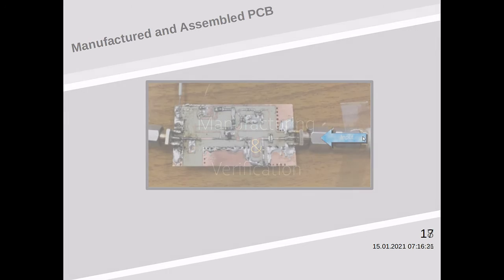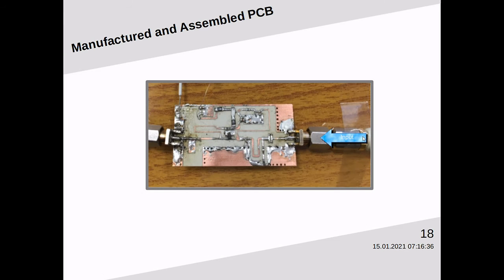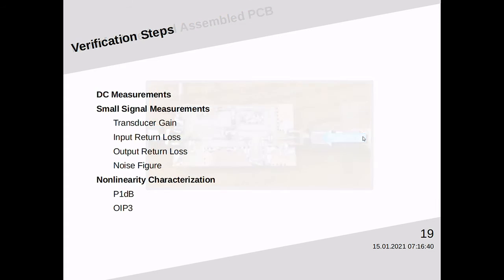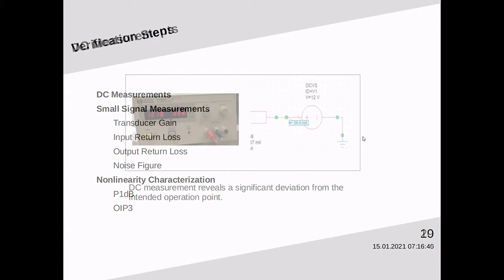This figure displays the completed amplifier connected to a vector network analyzer. First, I will discuss the DC measurements, then small signal linear measurements. I will conclude with the nonlinearity characterization. DC measurement result is shown.